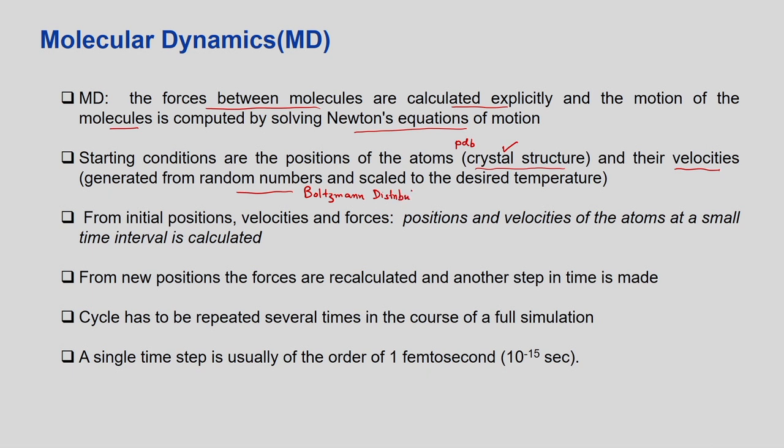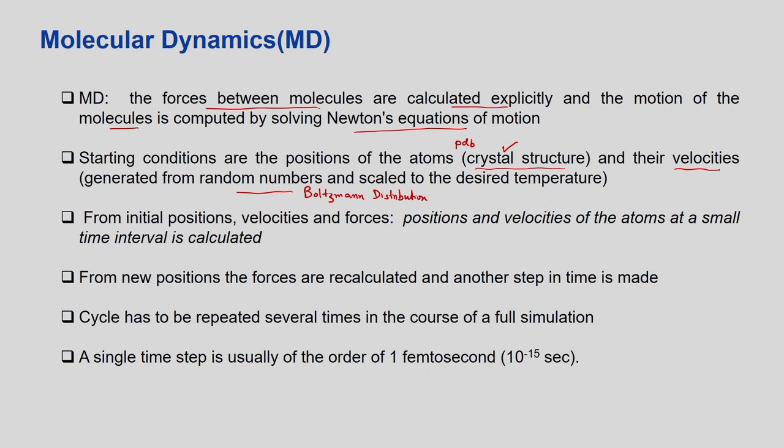Random number, and assume some Boltzmann distribution of the velocities. And then obviously, if you change the velocity, the temperature will change, and if you change the temperature, the velocity will change. They are related to each other, and you know what these are.